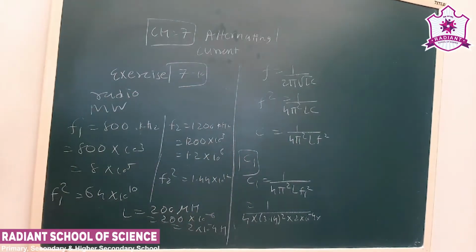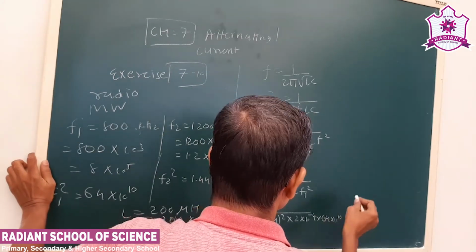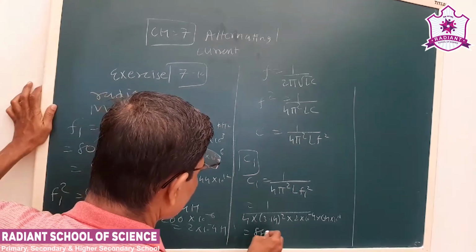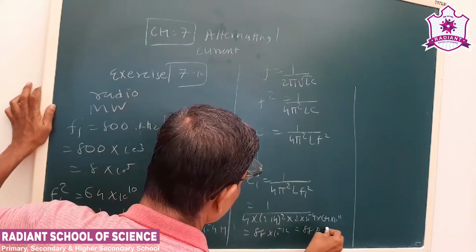Now here we have already obtained the value of F1 square, which we can directly use. If we solve, we get the value as 88 into 10 to minus 12, that is 88 picofarad.